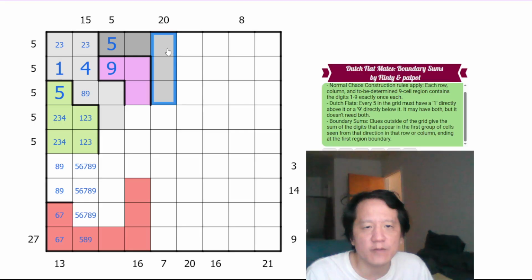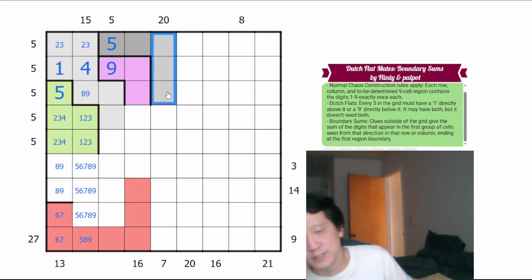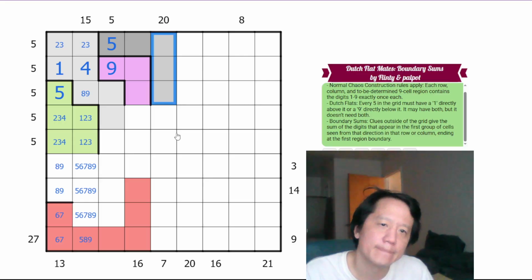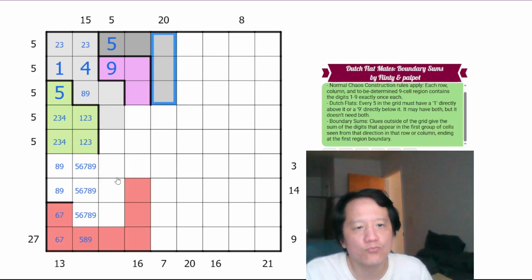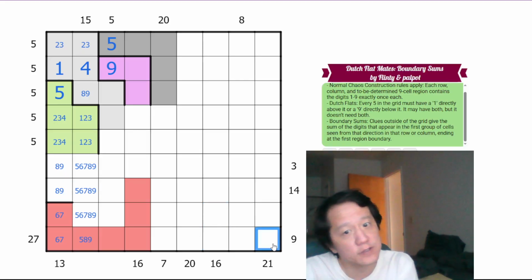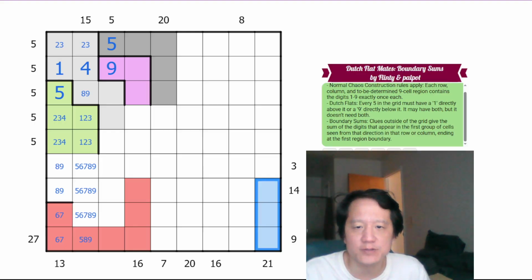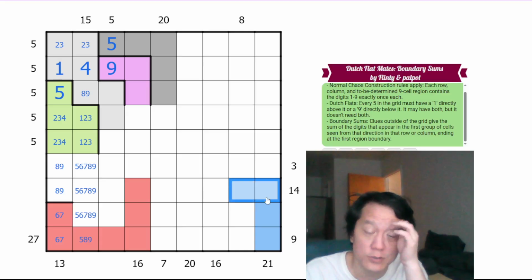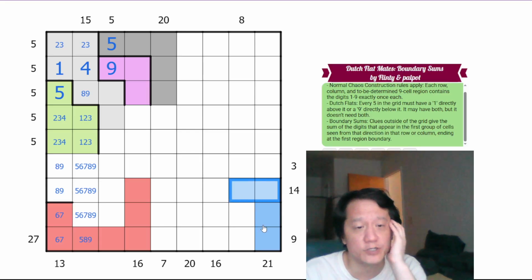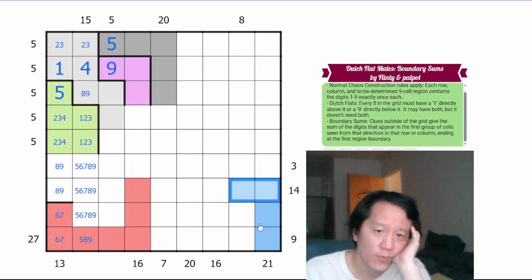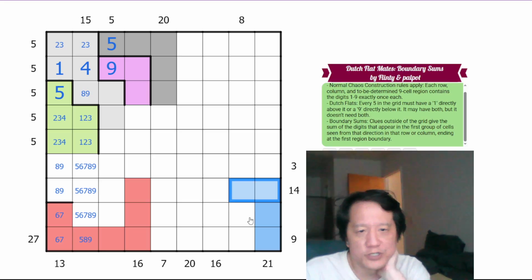20 is at minimum 3 unique digits summing up. This is 3 digits. This is 2 at least. This could be 1. So this has to be at least 3 digits that way. That means this must be at least 2, or it's part of the region. Because 2 digits can add up to 14. Could be more than that, though.